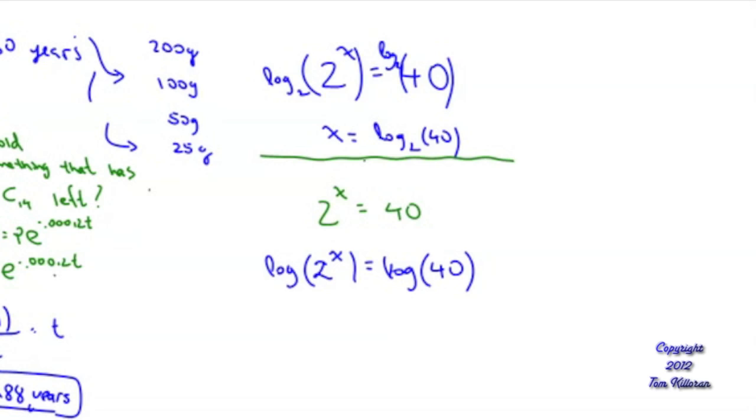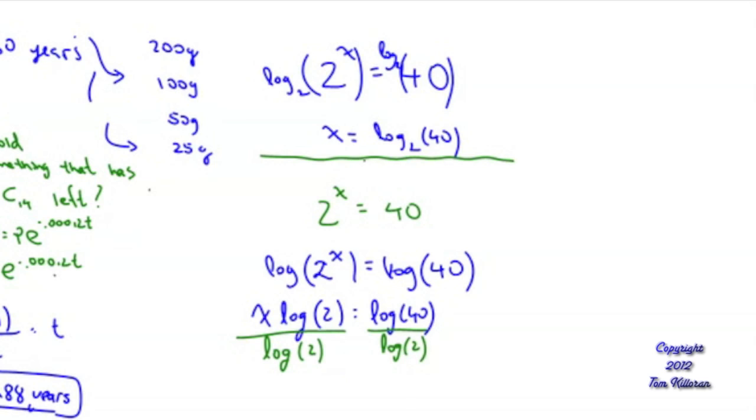What can I do to the left-hand side? Pull the x out front. So this becomes x times log of 2 is equal to log of 40. How do you solve for x? Divide both sides by log of 2. It's another number. So the answer to x is log of 40 divided by log of 2. Make sure you put parentheses after the 40 and the 2.